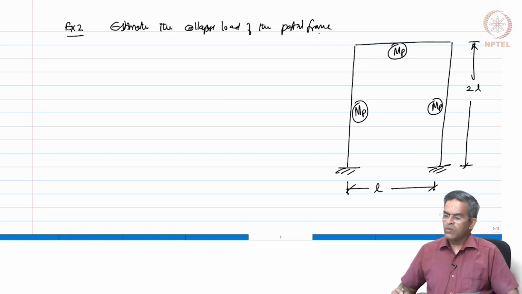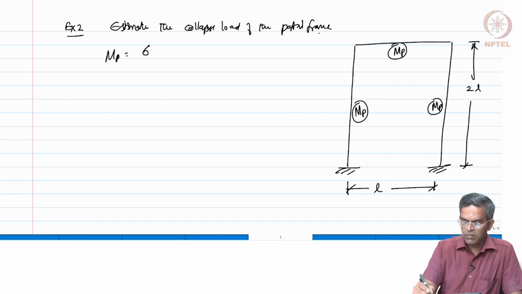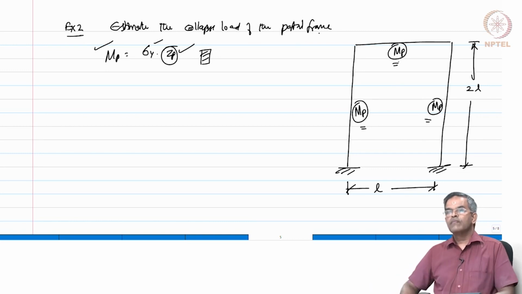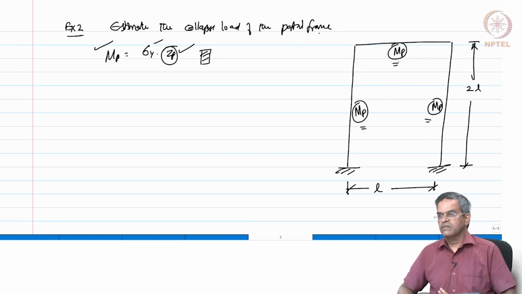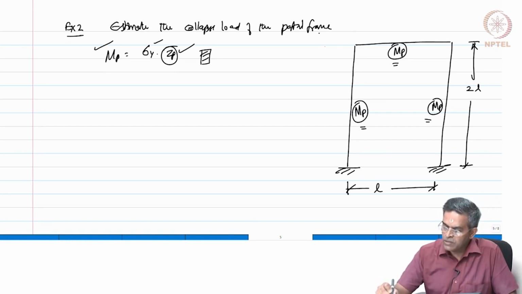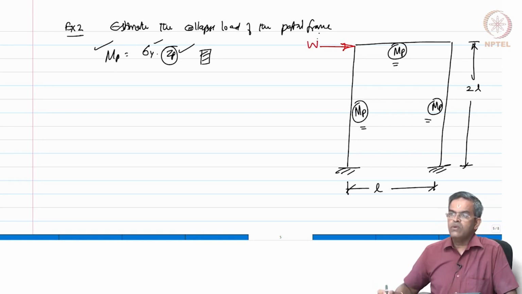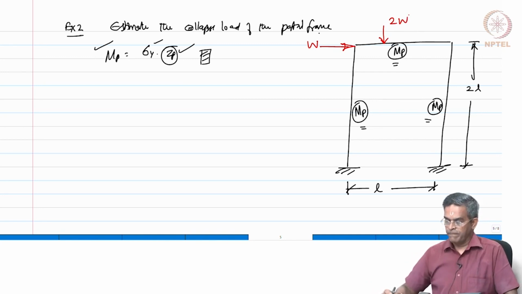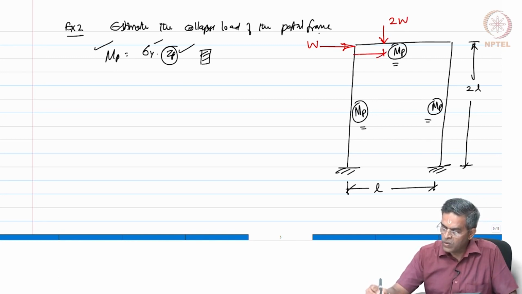I am marking MP because I know MP, because MP is actually sigma y into Zp. Zp depends on the cross section. So, I know Zp, I know the material strength, I know MP, therefore, I can mark these values. Let us say that the beam and column have the same strength. Now, this frame is subjected to two loads. One is a lateral load W, other is a vertical load which is 2W, which is eccentric. This distance of the load is L by 3, and of course, this distance is 2L by 3.